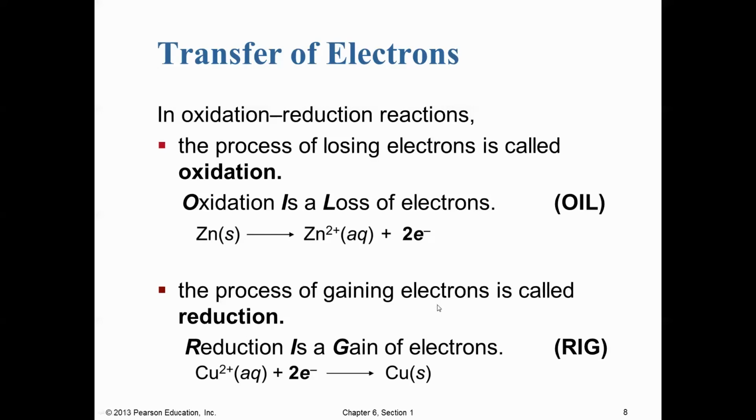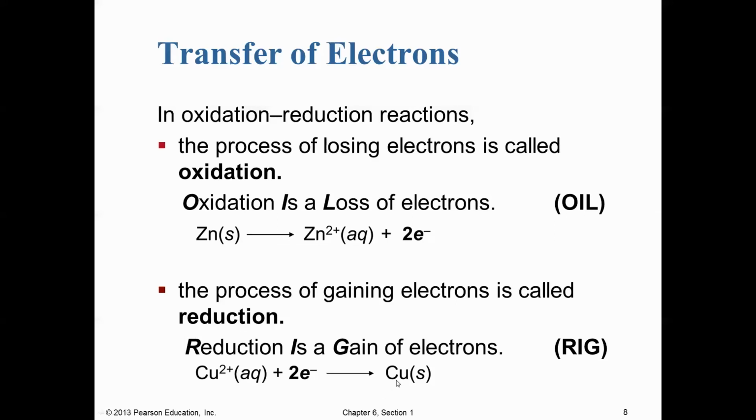And so again, looking at oxidation and reduction, some people remember this as OIL RIG, and so OIL stands for oxidation is loss of electrons. So in this case, we have a zinc atom that's going to lose electrons to form a zinc ion, and now we see that there's also electrons in our product side here. So this is being oxidized, it's losing electrons. And then RIG, reduction is gain of electrons. We have here a copper ion that's going to gain 2 electrons to become a copper atom.